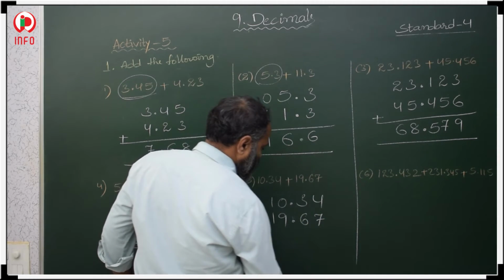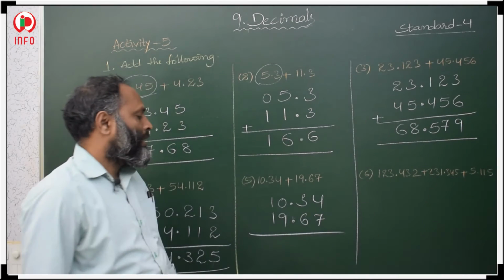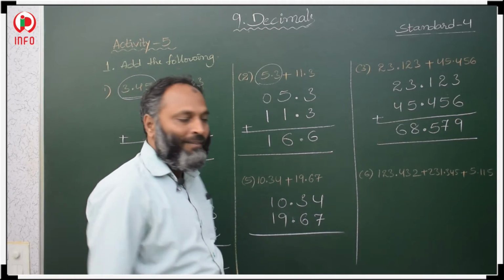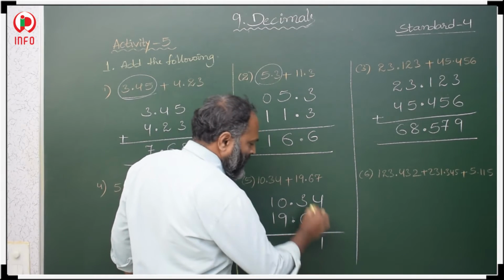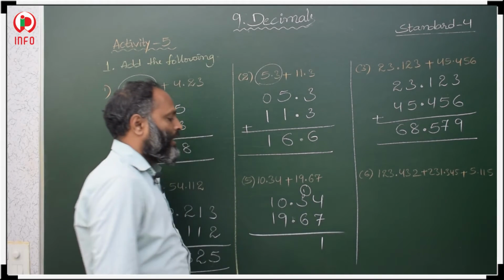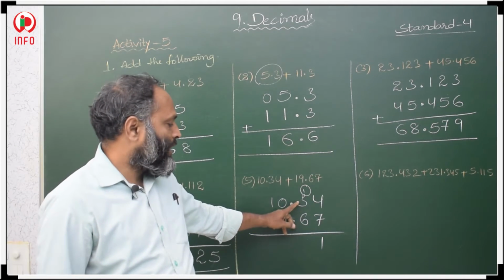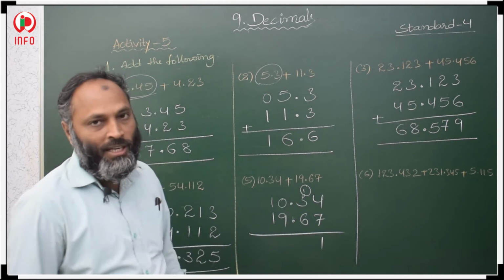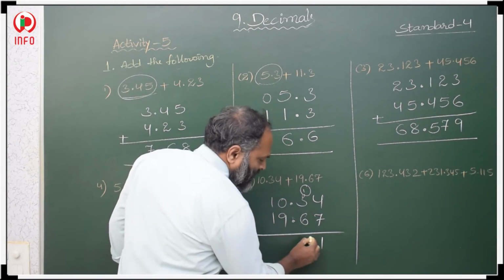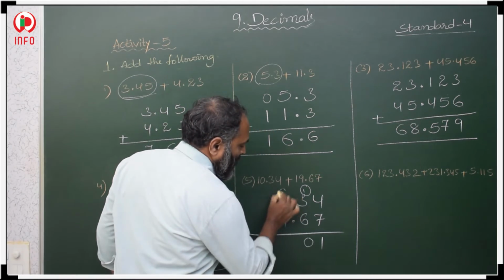19.67. Now add. 7 plus 4, 11. 11 ones means 1 ones and 1 tens. Take carry over on tens. 6 plus 3, 9. 9 plus 1, 10. 10 tens means 0 tens and 1 hundreds.